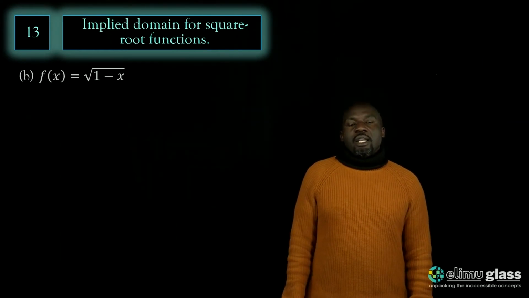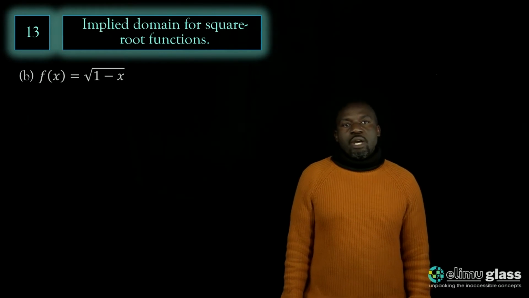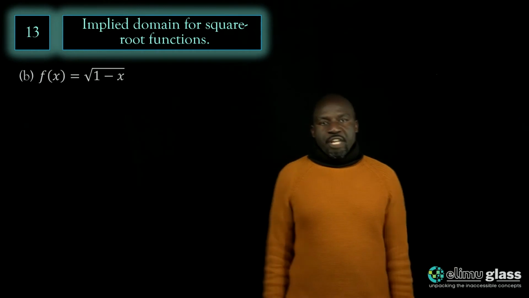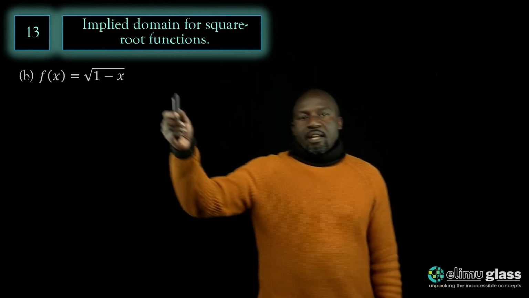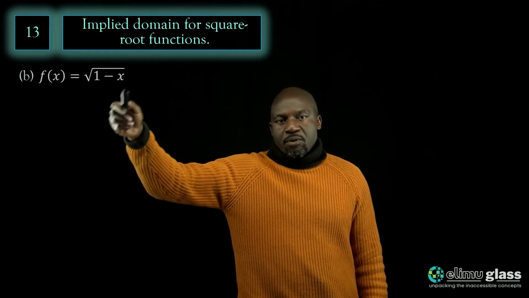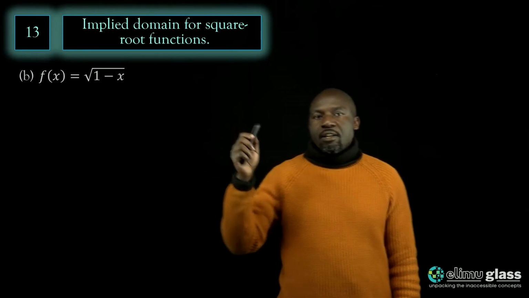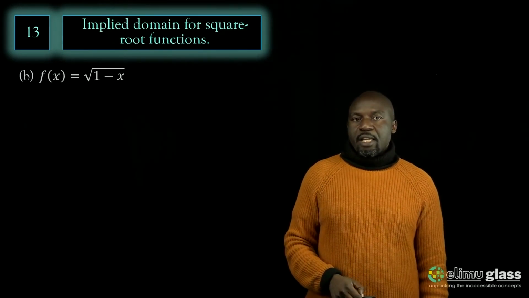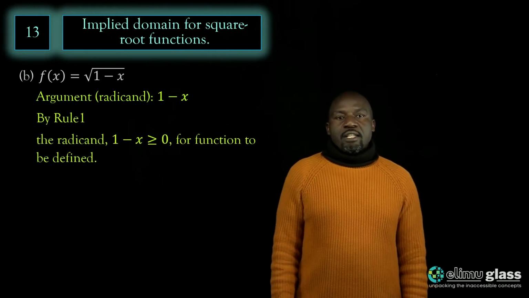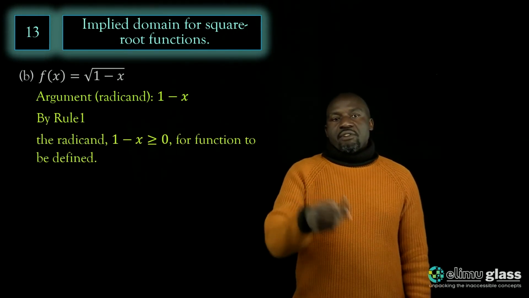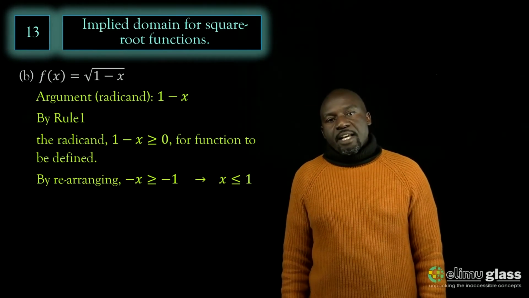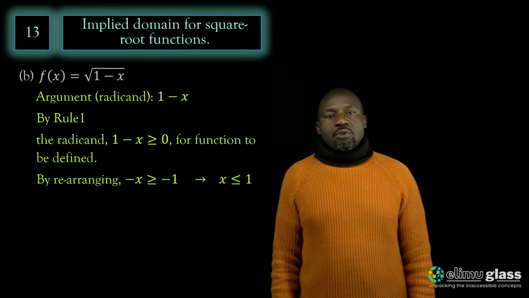All right. Let's find the implied domain of the square root of 1 minus x. What is the implied domain for this function? We reason, once again, that the radicand, or the argument, the expression under the square root sign, has to be greater than or equal to 0. So, if the radicand, which is 1 minus x, is greater than or equal to 0, then we can rearrange that so that we make x the subject. So we have minus x is greater than or equal to -1.